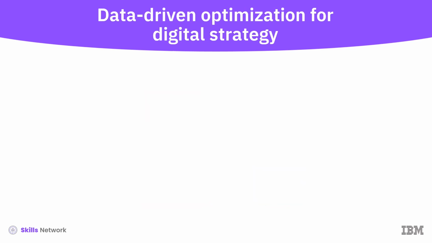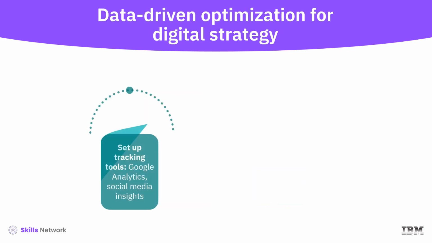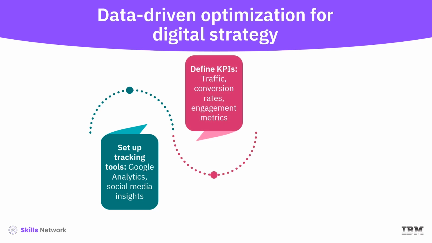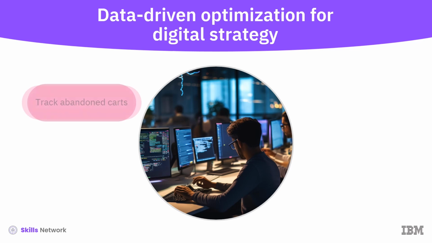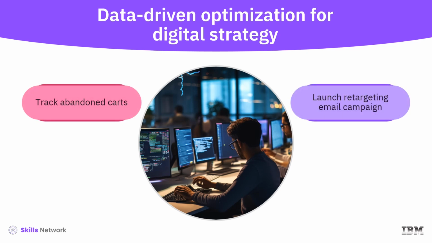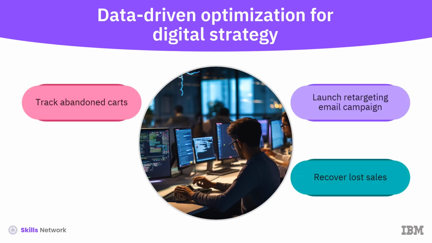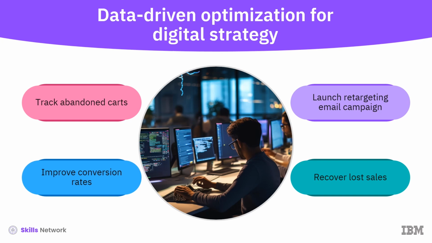Data is the compass guiding your digital strategy. Setting up tracking tools such as Google Analytics and Social Media Insights helps you monitor performance. Defining key performance indicators, or KPIs, such as traffic, conversion rates, or engagement ensures you measure the right outcomes. Continuously optimizing your strategy based on this data improves results over time. For example, an online store tracks abandoned carts. They launch a retargeting email campaign, recovering lost sales and improving conversion rates.